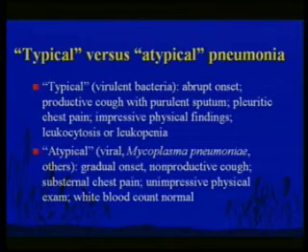Atypical pneumonia, by contrast, Mycoplasma and others: gradual onset, non-productive cough. You're coughing, but the doctor asks for a specimen and you're embarrassed. You can't really bring much up. Pain is beneath the chest. Examination is unimpressive. White blood count tends to be normal.